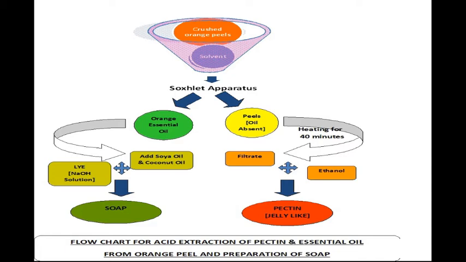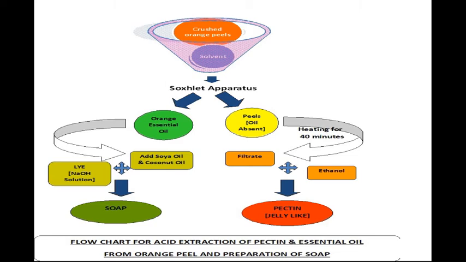The oil collects at the bottom in the solvent, which can then be separated by simple distillation. Further, the powdered peels are collected separately after the solvent extraction is complete. 50 ml of 0.1 molar citric acid and sodium citrate solution of pH 2.5 is prepared. Sodium citrate is added to maintain the pH.